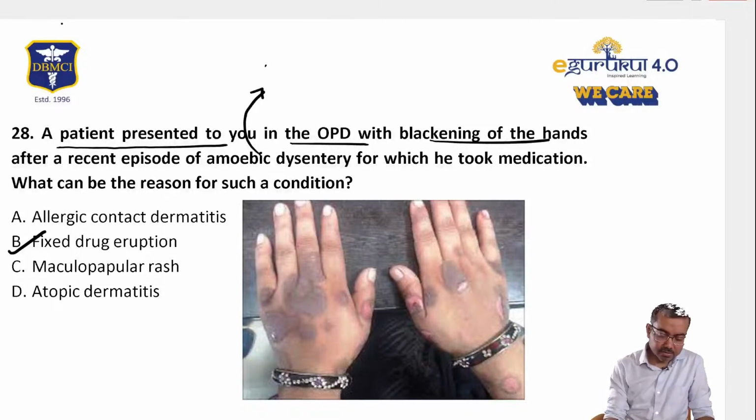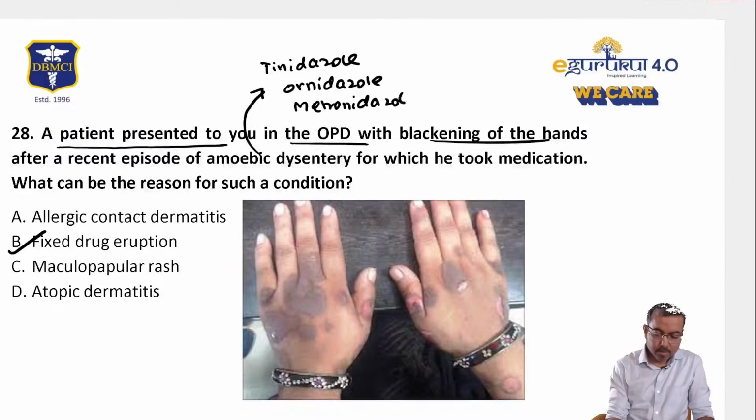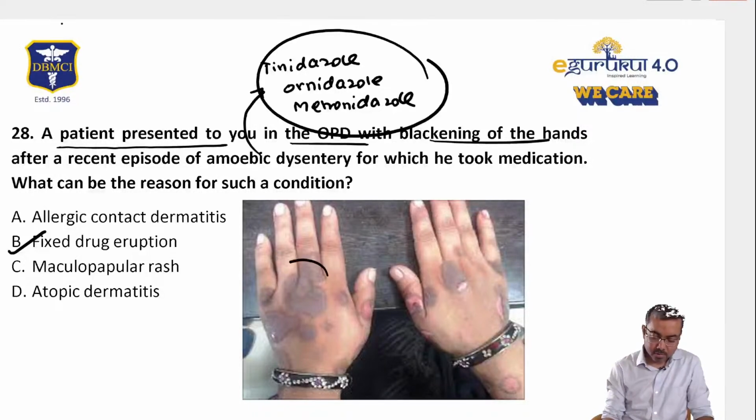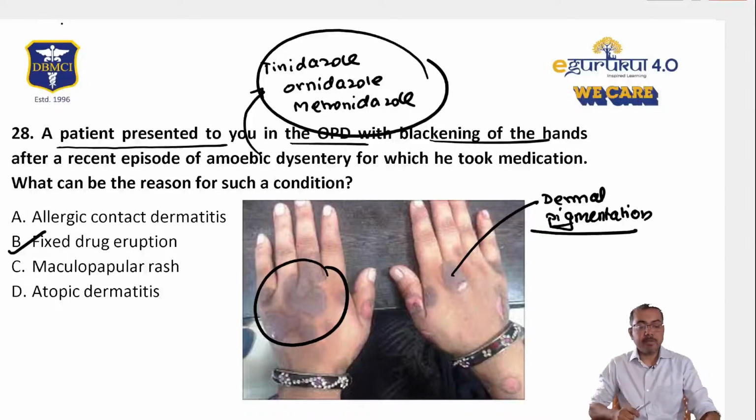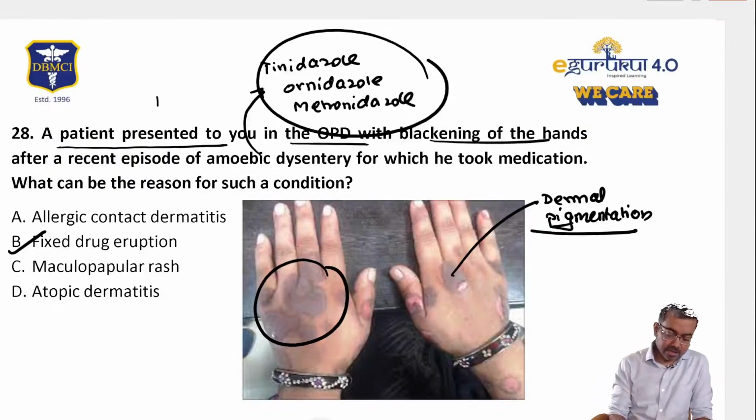Amoebic dysentery means you're going to take usually tinidazole, ornidazole, or metronidazole, right? Now these are common drugs to create this blackening. This is called the dermal pigmentation. Simple question this, dermal pigmentation. Okay, and that's called fixed. Why? Because it'll keep on coming on the same site again and again and again with re-exposure to the same drug.